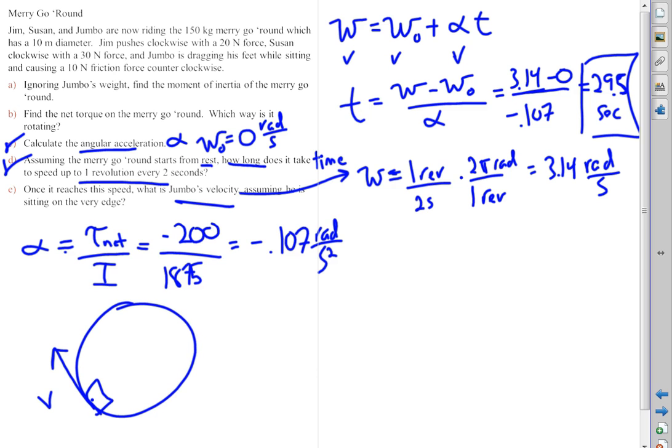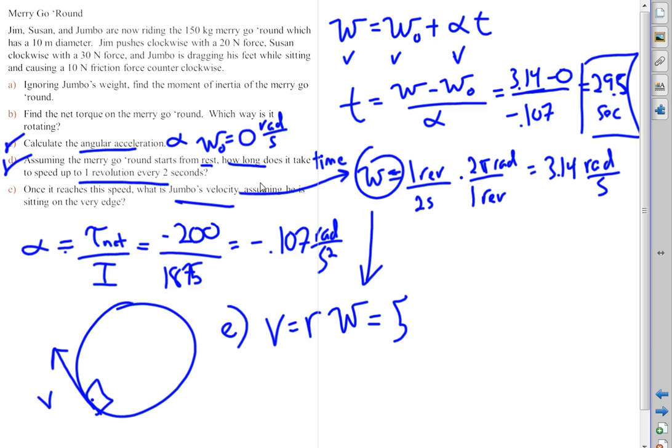Now once it reaches this speed, what is Jumbo's velocity, assuming he's sitting on the very edge? So once again, when it talks about velocity, we're not talking about angular velocity, how many angles or degrees or radians he is going through, but rather sort of like how fast is he going? You know, what would be the distance that he would travel in a given time. And so there's one of those linking formulas again. It's velocity equals r times omega.